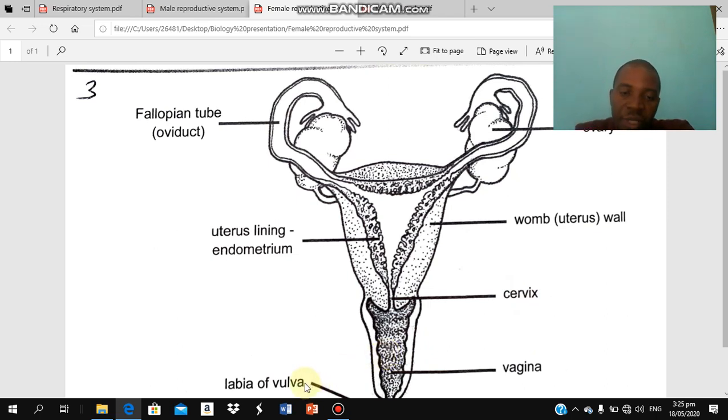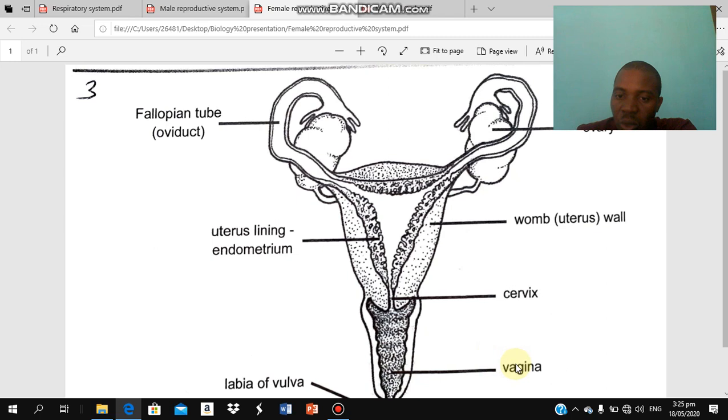Now, after naming the parts, we will go to the functions of each part. We are going to start with the vulva. What is the function of the vulva? It protects the vagina. What is the role of the vagina? The vagina is always inside. It is a part of the female reproductive system which is inside.